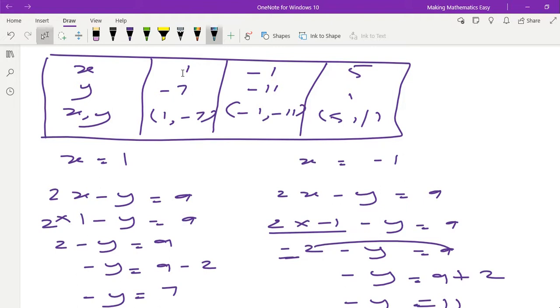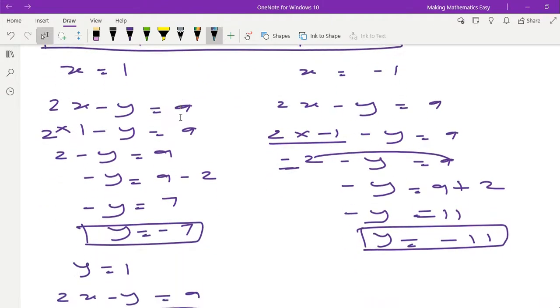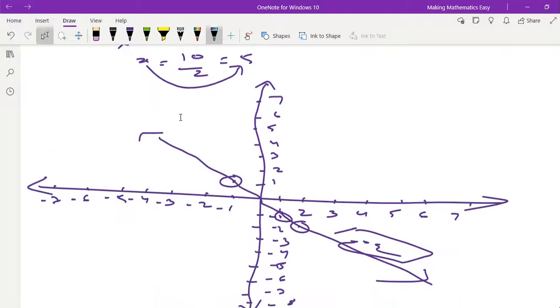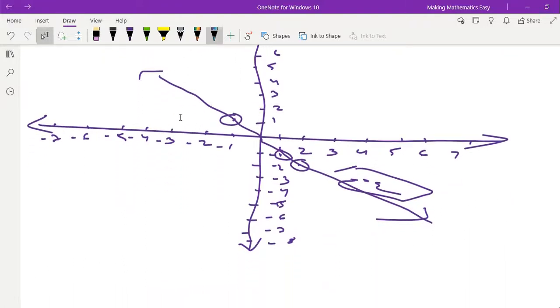Now next, let us see the next, 1 comma minus 7. So this is 1 comma minus 7, so that will come somewhere over here.